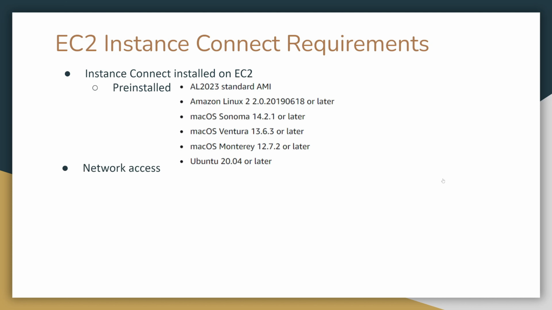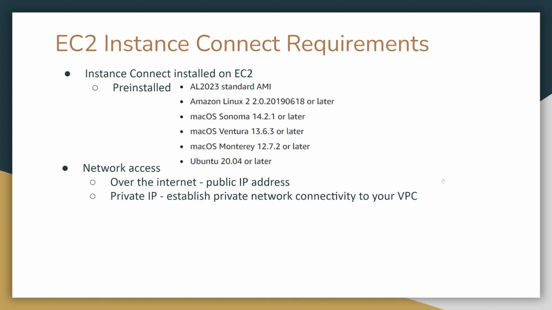The next requirement is network access. And you can do over the internet, so your instance must have public IP address. If your instance uses private IP address, you have to establish private network connectivity to your instance. And for the demo, we will be using over the internet access.